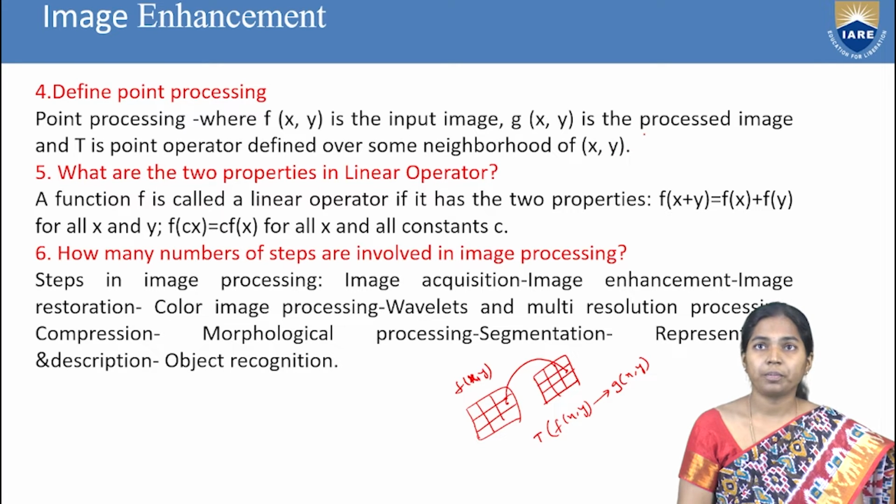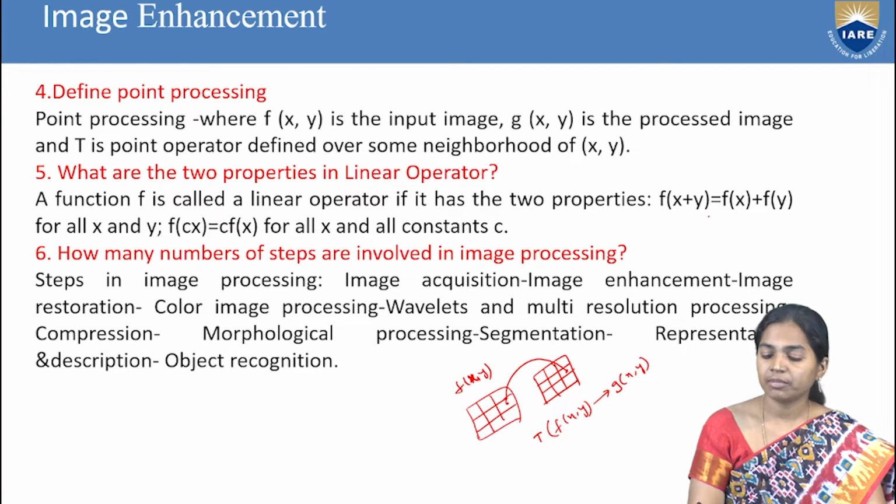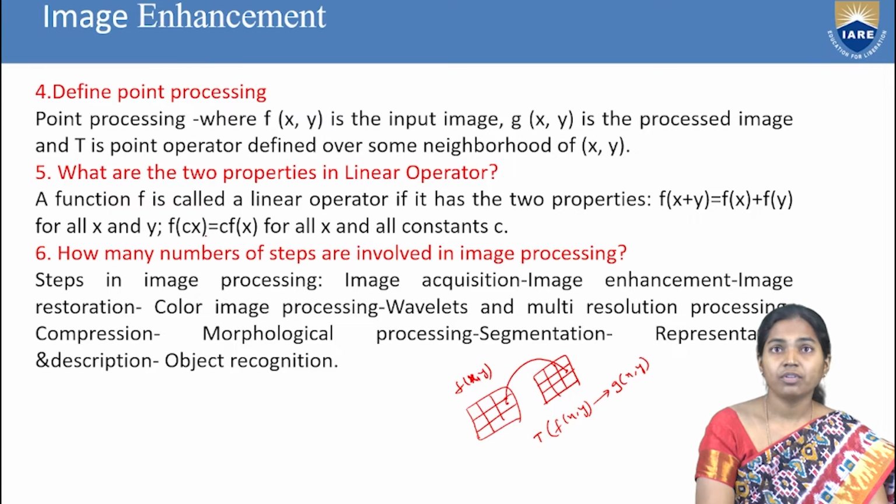What are the two properties of a linear operator? A function f is called a linear operator if it has two properties: f of x plus y equals f of x plus f of y for all x and y, and f of cx equals c times f of x for all x and all constants c.